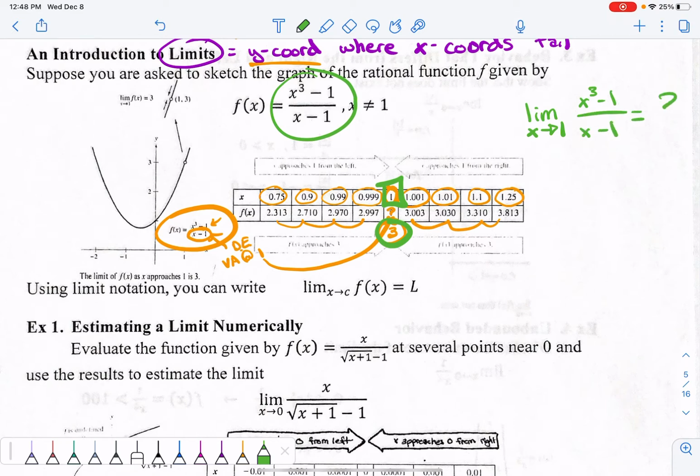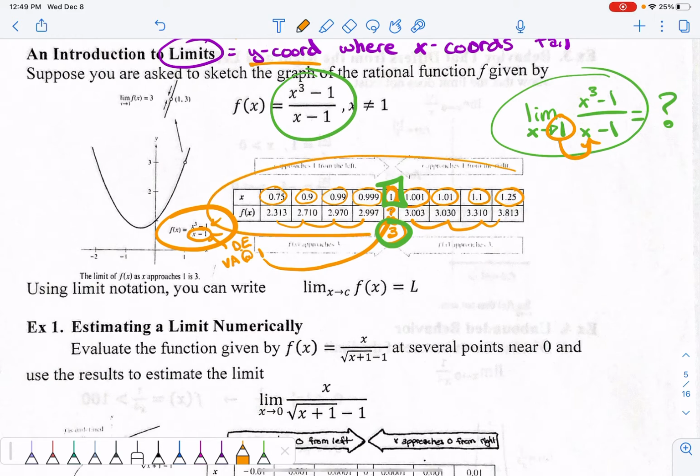And they'll say, what is that? This is the notation that they will use. Find the limit as x goes to 1 of that function. So that's just saying, what is the y-coordinate? Again, we can't plug 1 in. We cannot physically plug 1 in here because we end up with 0 in the bottom. But if we could, what would that y-coordinate be?